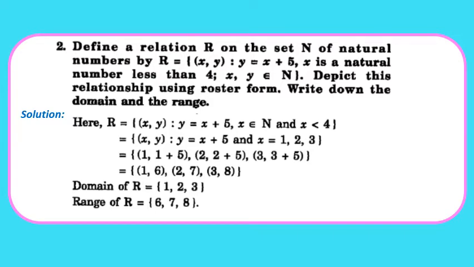Now domain is what? Set of first elements. So domain of R becomes the set {1, 2, 3}. And range. Range is what? The set of second elements. So the range of the given relation R equals to what? The set of {6, 7 and 8}. Clear? So pause and note down the solution.